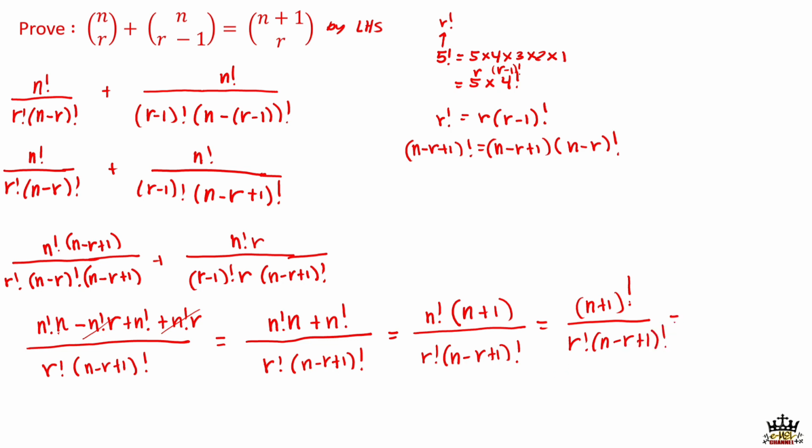We can simply equate it as n plus 1 choose r, or n plus 1 objects taken r at a time.